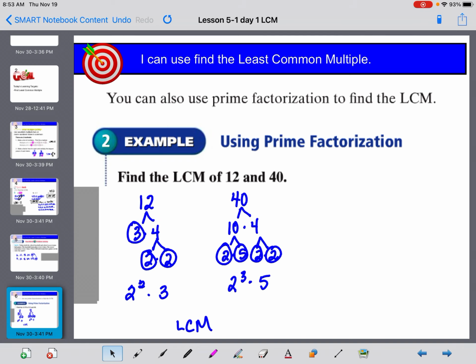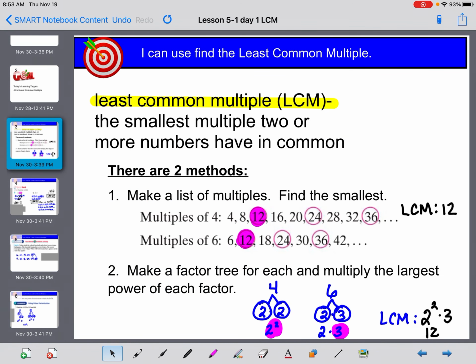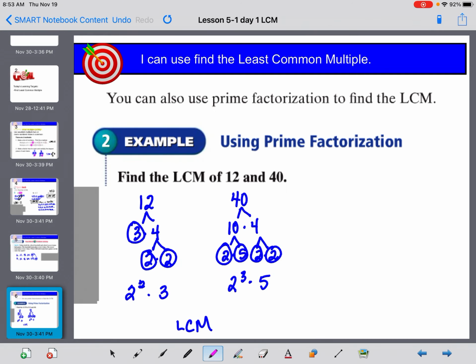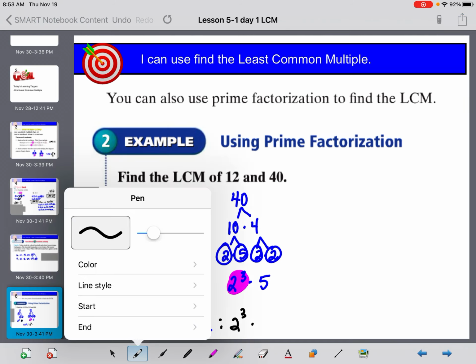To find the least common multiple, as a review, it says to make a factor tree for each number and multiply the largest power of each factor. So, what is the largest power of the factor 2? 2 to the second or 2 to the third? Well, 2 to the third is bigger, so 2 to the third is what I write down. Then I've got the factor of 3. Whoops, I just scribbled it out.